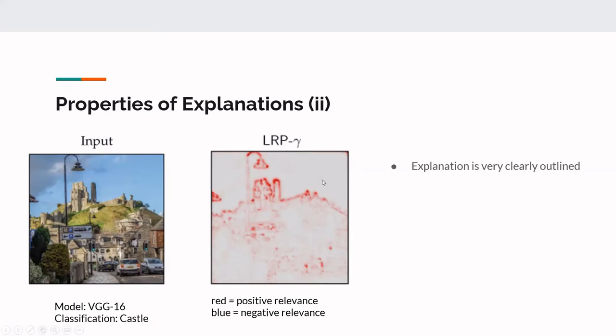And then finally, we have the LRP gamma rule applied to all layers of the model. And this explanation is very clearly outlined, and we can very easily understand the objects in the image that are being outlined, so it has understandability. Unfortunately, this explanation is outlining too much. So as you can see, this lamppost in the image is very clearly outlined in our explanation. And that makes it lack fidelity, because we don't want the model to be using that lamppost in this classification of the castle.